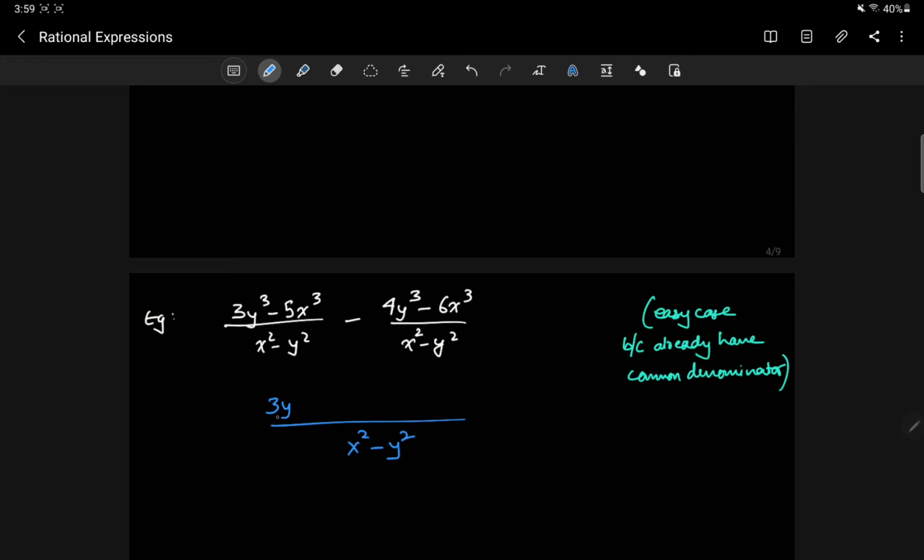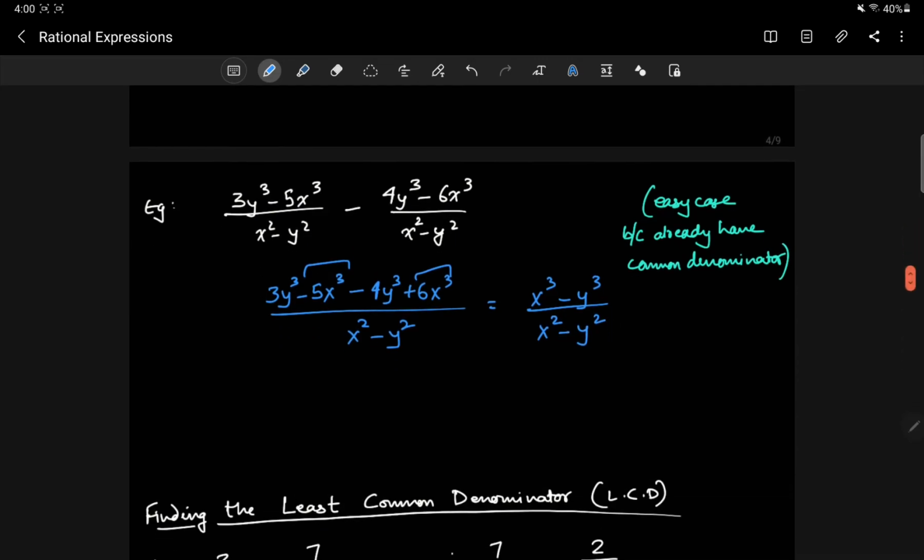Then you have a 3y cubed minus 5x cubed. We distribute the negative, so it's negative 4y cubed plus 6x cubed. Now 6x cubed minus 5x cubed gives me x cubed, and 3 minus 4 is negative y cubed, over x squared minus y squared.